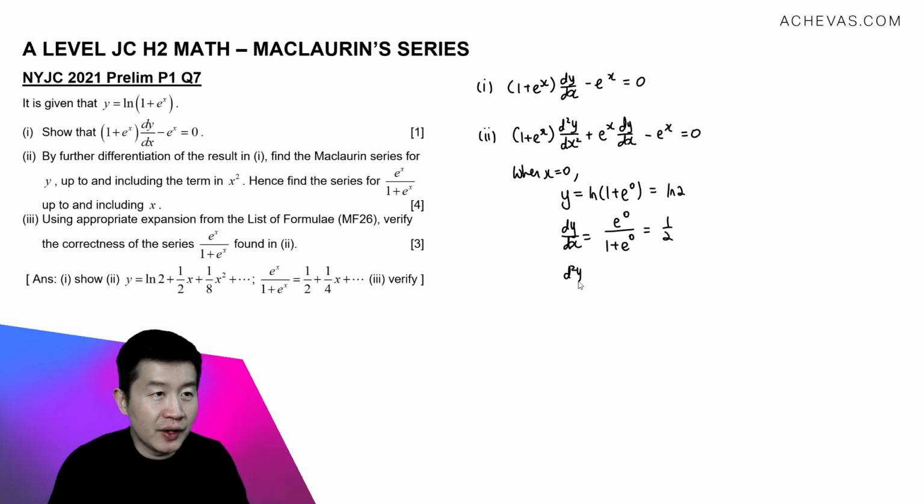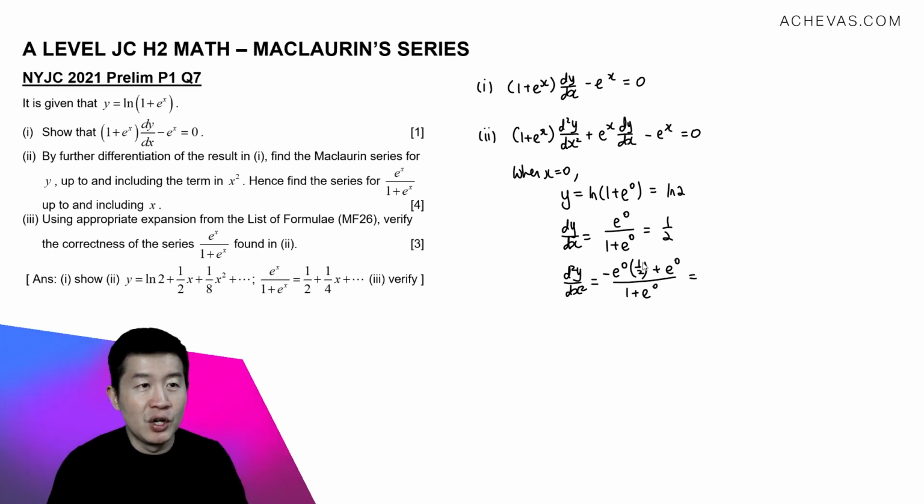Let's also try to find out what is d squared y/dx squared when x is equal to 0. So making d squared y/dx squared the subject, we will have to bring this over to the right hand side. It will give me e to the power of x, which is 0, and dy/dx is half when x is equal to 0. So this times half and a minus because we are bringing this over to the right hand side. And if I were to bring this over to the right hand side, it is going to be plus e to the power of 0 divided by 1 plus e to the power of 0. So we have minus half plus 1 divided by 2.